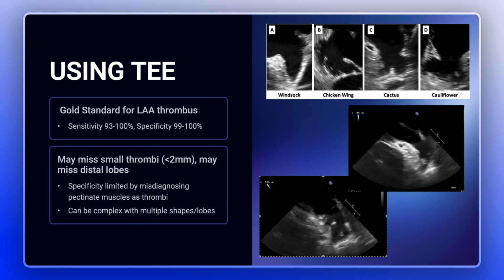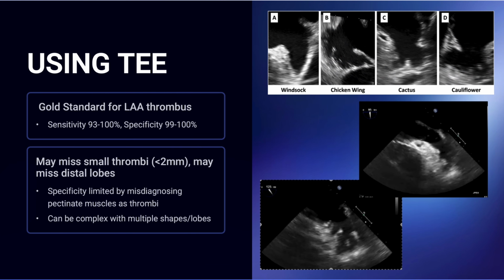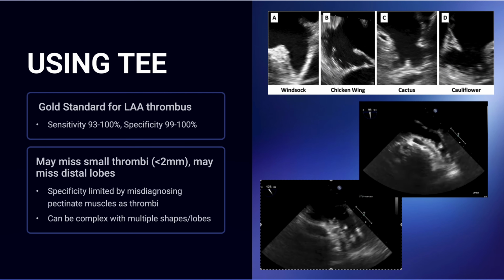How important is TEE as a diagnostic tool for left atrial appendage thrombus? Well, it's the current gold standard for ruling out a left atrial appendage thrombus with, depending on the study, a sensitivity of 93 to 100% and a specificity of 99 to 100%.